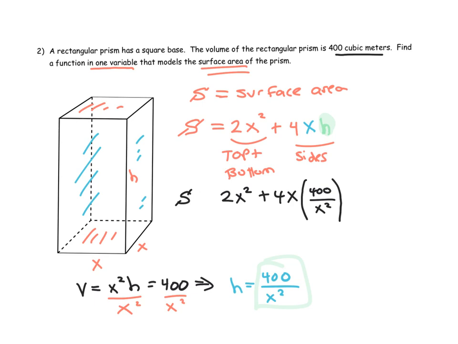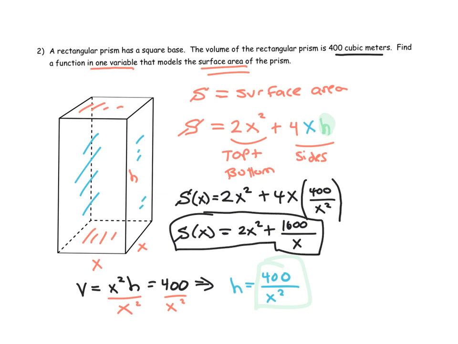Okay, and you could stop here if you want, and you could now use function notation if you'd like, because we do have it in terms of one variable. So I could say S of x equals, and then, usually when it comes time to do calculus, which you'll ultimately do with this type of thing, or plug it into your calculator, you might want to clean it up a little bit. So we could say S of x equals 2x squared. Now if I multiply that 4 times the 400, I get 1600. And then the x divided by x squared is going to cancel one of the x's in the bottom. And so I've got that.